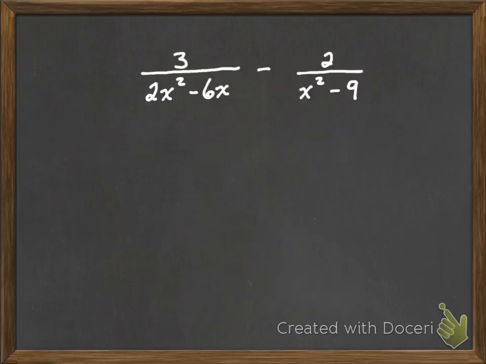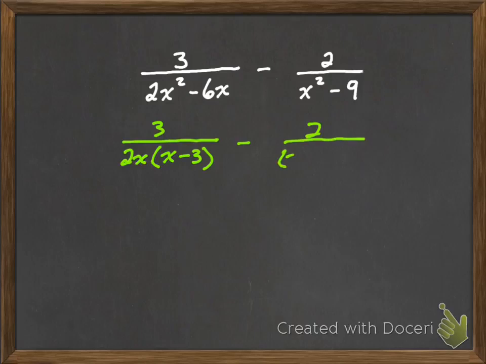And the last problem that we'll hit here. All right, so we're going to factor this denominator by taking out a GCF of 2x, which leaves us with x minus 3. This is a difference of 2 squares, which goes down to x plus 3 times x minus 3.